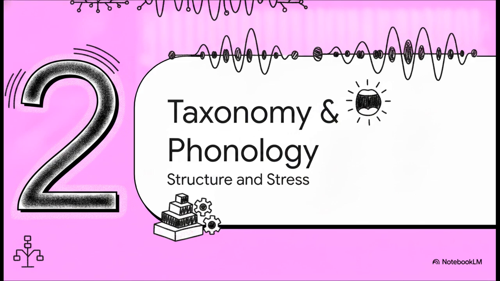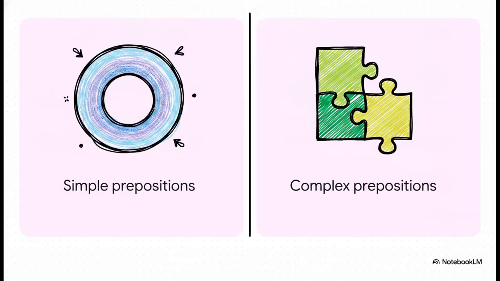Moving along, let's get into Section 2, taxonomy and phonology. Basically, how these units are structured and how they actually sound. Structurally speaking, the English preposition bifurcates, or splits, into 2 main camps. On one side, we have simple prepositions. These are highly polysemous, single words, meaning they carry multiple layered meanings depending on context. Words like at, in, or for.